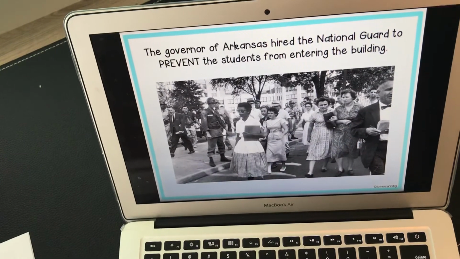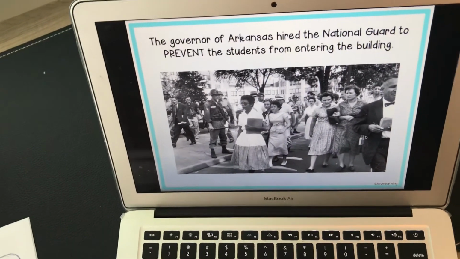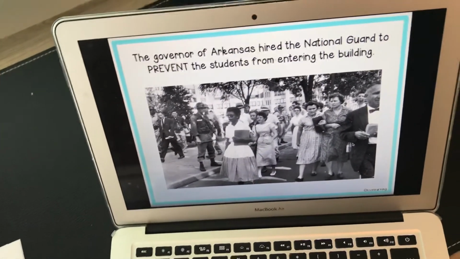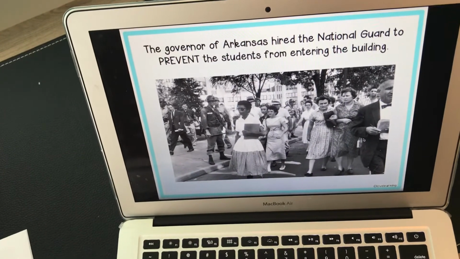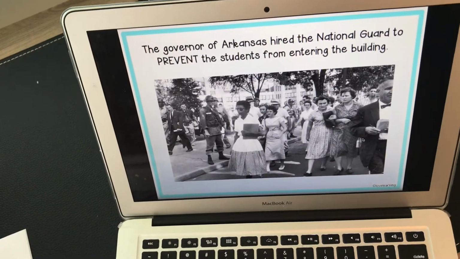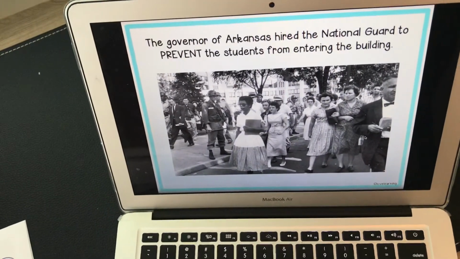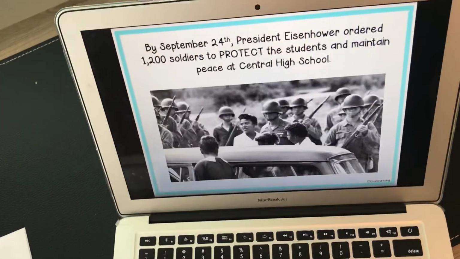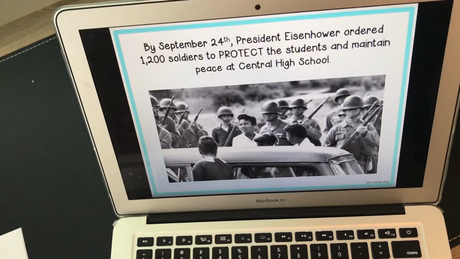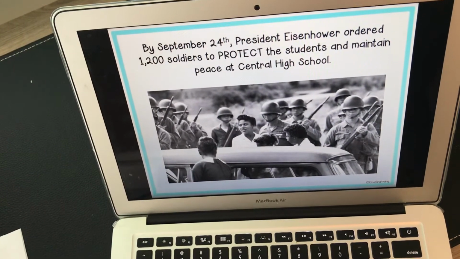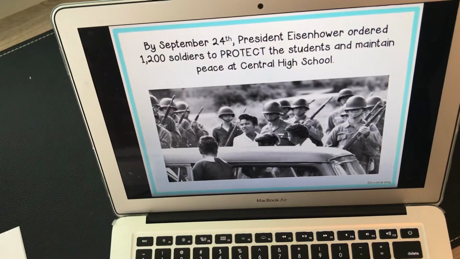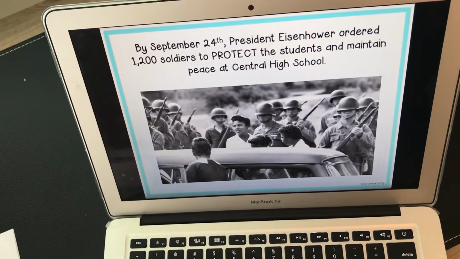The governor of Arkansas hired the National Guard to prevent the students from entering the building. So the governor of Arkansas was even against the laws being passed. He said, no, I'm so for segregation, to be separate. No way are we going to allow this to happen. By September 24th, President Eisenhower ordered 1,200 soldiers to protect the students and maintain peace at Central High School.